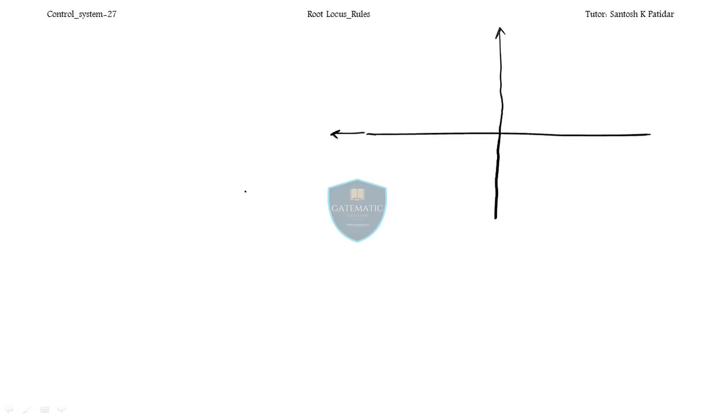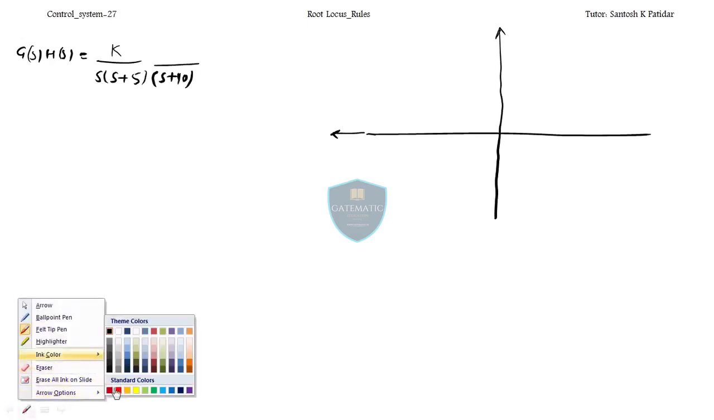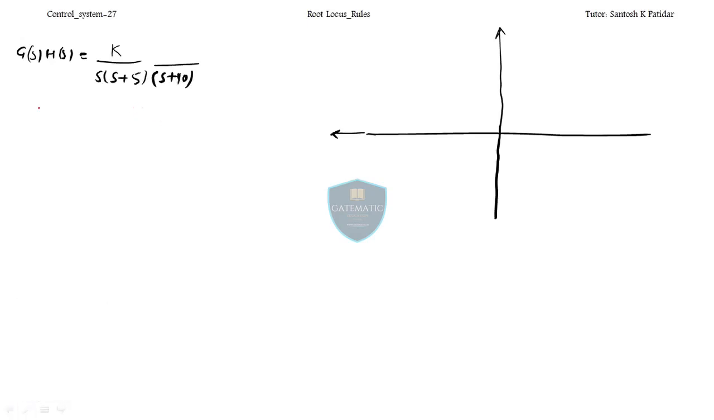So let's take the number of poles, and I'll take GSHS again, that is K into S plus 5 into S plus 10. Wait a minute, how many poles do you have? S equal to 0, S equal to minus 5, S equal to minus 10. So here it is 0, here it is minus 5, and here it's minus 10.